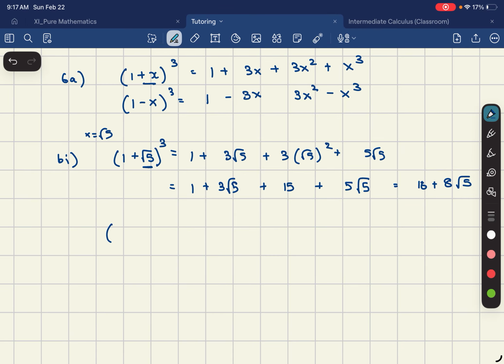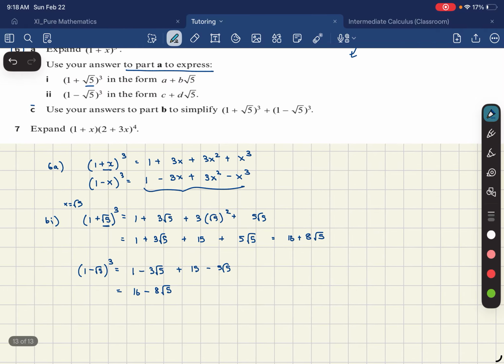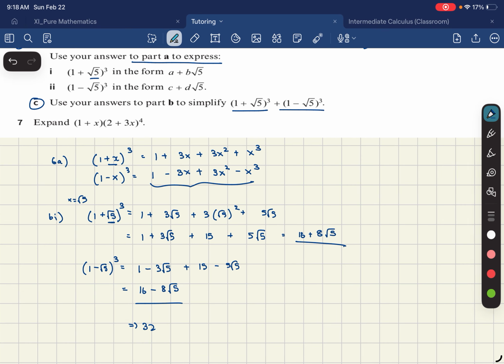And if I want this, then I just substitute everything here, right? So I get 1 minus 3 root 5 plus 15 minus 5 root 5. So I get 16 minus 8 root 5. And if I add them, it just tells me to add the two things together. Well, then I see that I'm just going to get 32. Minus 8 root 5 and plus 8 root 5 are going to cancel out. So I just get 32.